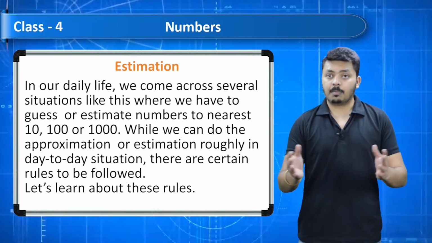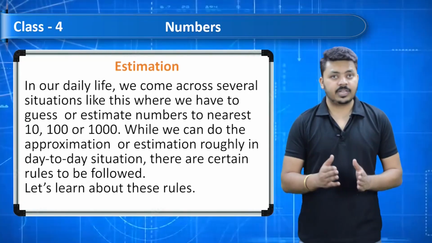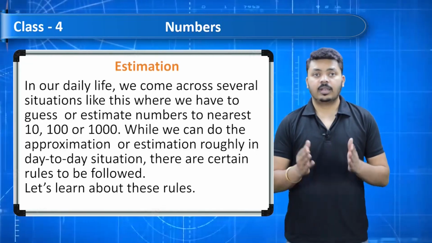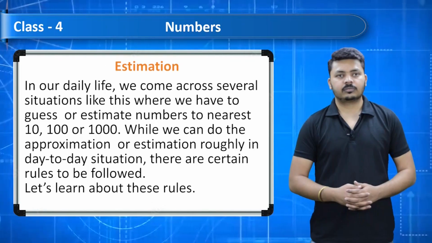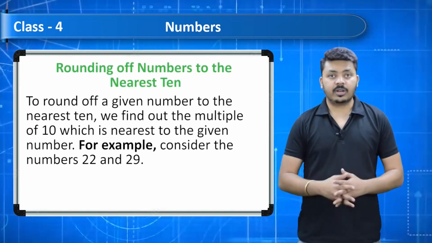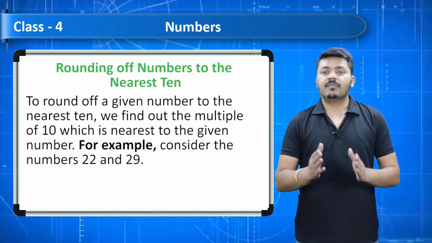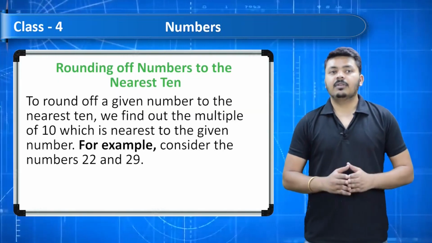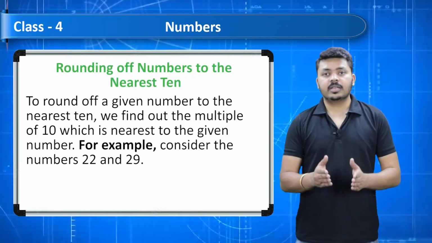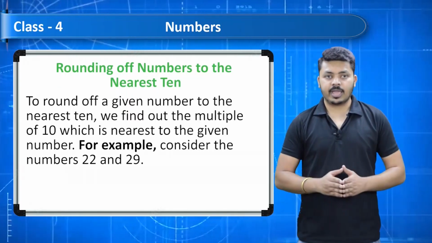While you can do the approximation or estimation roughly in day-to-day situations, there are certain rules to be followed. Let's learn about these rules. Rounding of numbers to the nearest 10. To round off a given number to the nearest 10, we find out the multiple of 10 which is nearest to the given number. For example, consider the numbers 22 and 29.